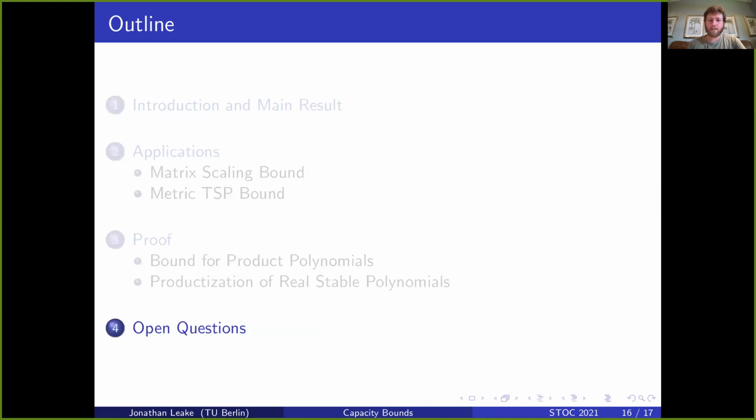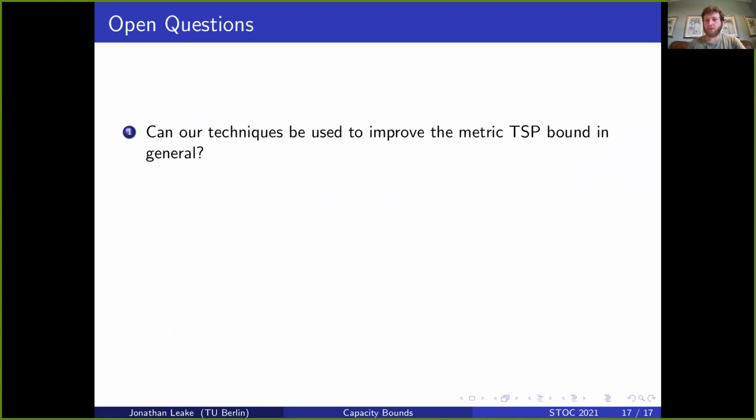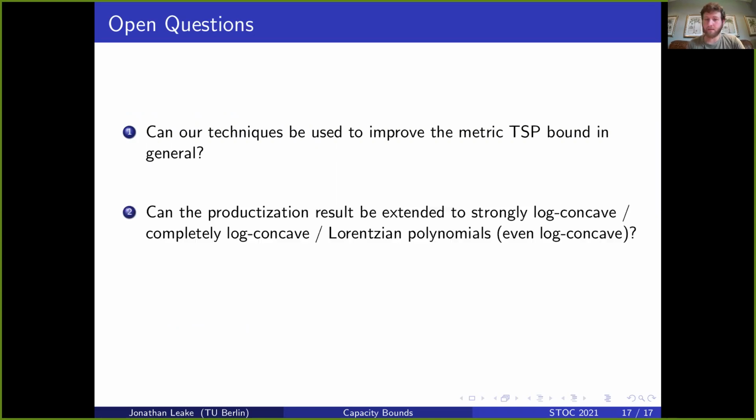And finally, let me just talk about some open questions. The big open question is, can we actually use this to improve the metric TSP bound? Right now we cannot, but we hope that we can. The other thing is, we've proven this for real stable polynomials. Can we prove it for log concave polynomials or strongly log concave polynomials? Unclear. The productization result required knowing something about the roots of polynomials. We don't have roots in this case, so we would need some new techniques.